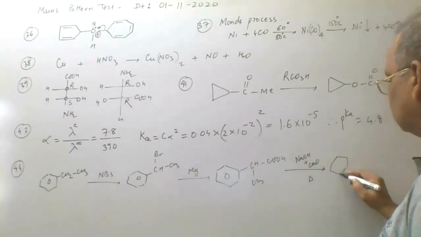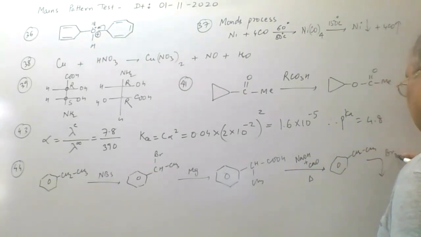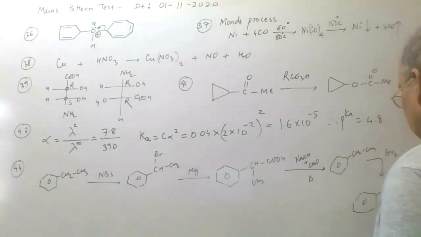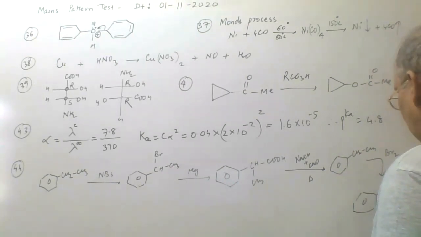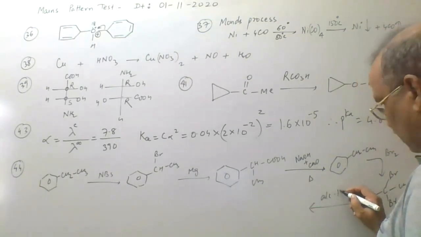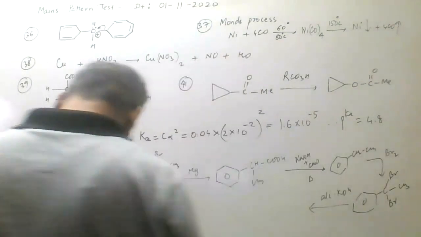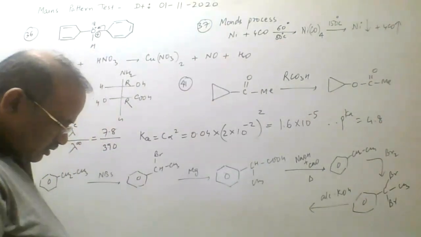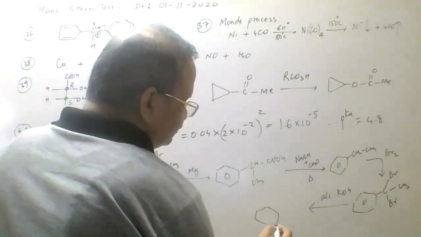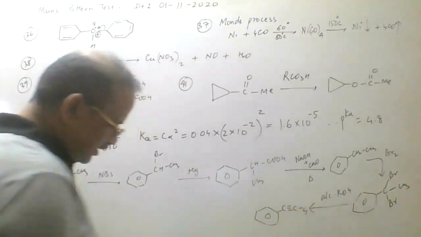So again we get the same product, CH2CH3, and then we are given Br2, two equivalents. We'll get two benzylic substitutions, Br, Br, and one CH3. Then with alcoholic KOH, we'll get an elimination reaction. So S will be the product of the reaction.